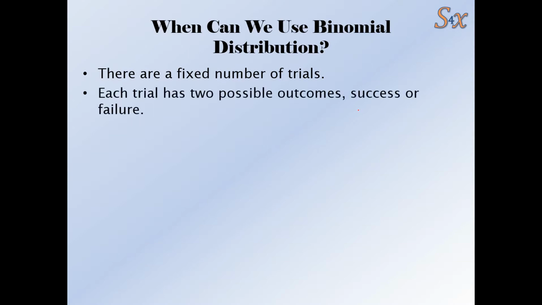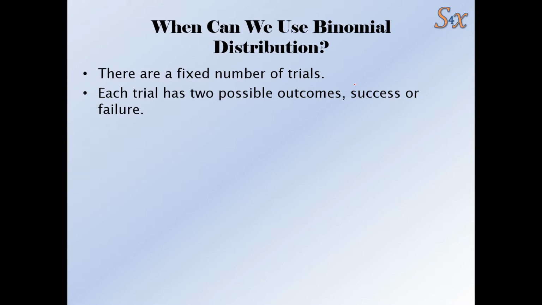Each trial has to have 2 possible outcomes, success or failure, broadly. So the coin one, we'd say the number of times a coin lands on heads. Heads would be a success, tails would be a failure. The way in which we define a success or a failure is up to us, but there has to be only 2 possible outcomes.